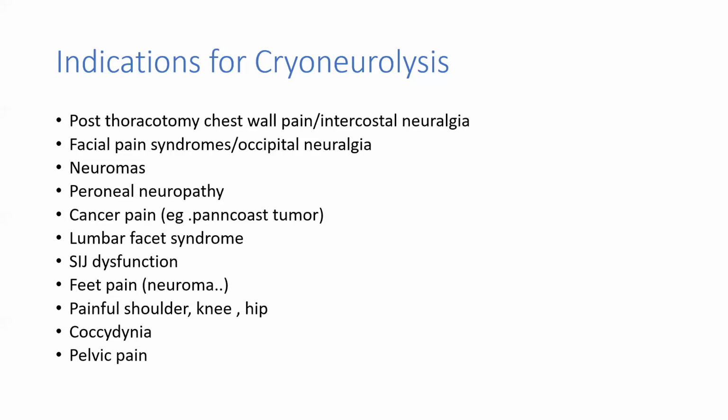Neuropathy, such as peroneal neuropathy, cancer pain, as I explained, can use it for spine, SI joint dysfunction, lumbar facet syndrome, foot pain due to neuromas. We can use it for painful shoulders, knee and hips. You can ablate the articular branches or suprascapular nerve. For coccydynia, for pelvic pain, as the case that I will show you later.